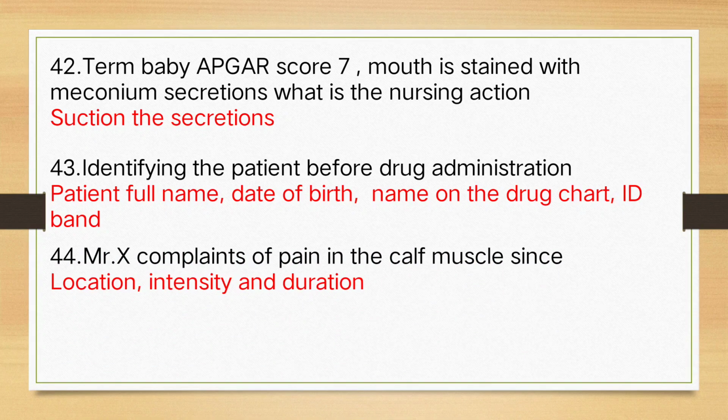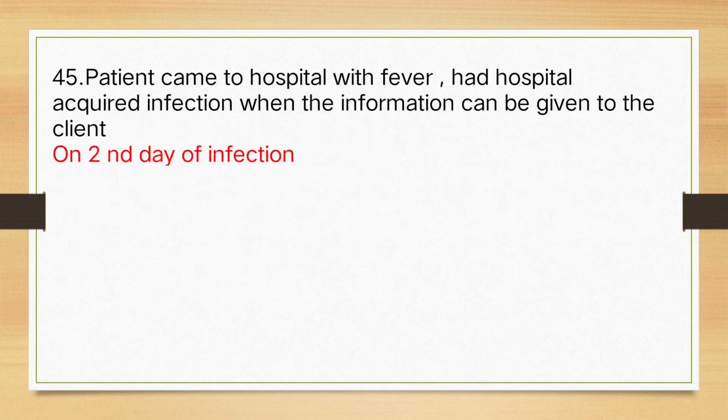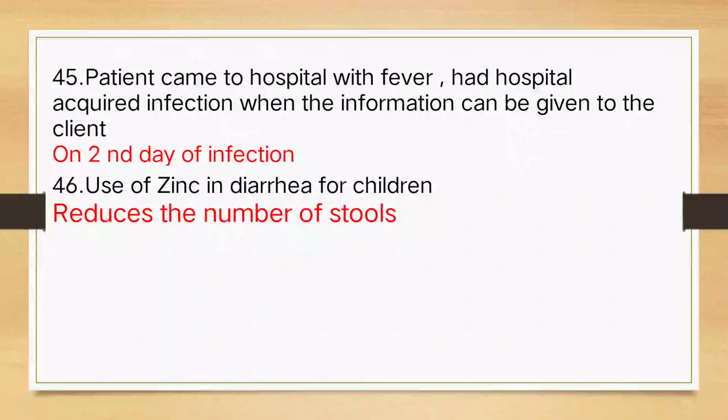Mr. X complains of pain in the calf muscle since yesterday, and here what he is telling about the pain is location, intensity and duration. Patient came to the hospital with fever, had hospital acquired infection. So when they are having hospital acquired infection, patient has developed a fever. So when the information should be given to the client? So it should be given on second day of infection.